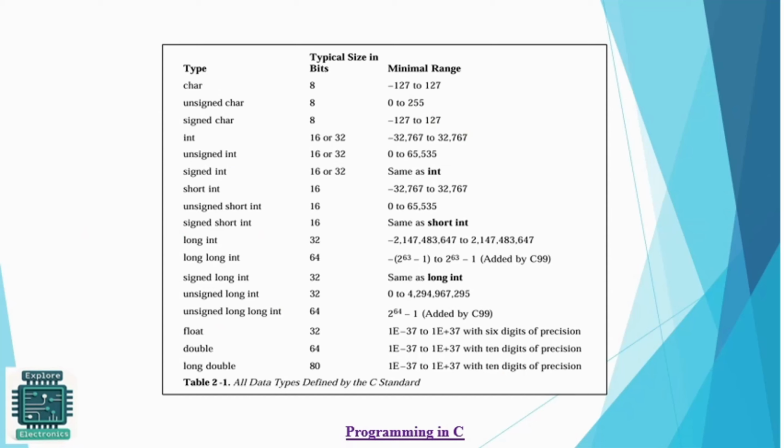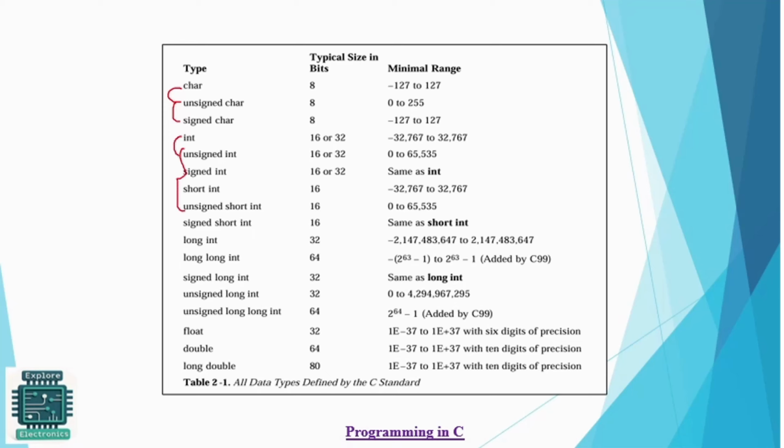Next, this is a table, all data types defined by the C standard, given in one go, that is char, unsigned char, signed char. As I mentioned in the previous slide, char can be changed to unsigned and signed. Int, all four modifiers can also be applied.